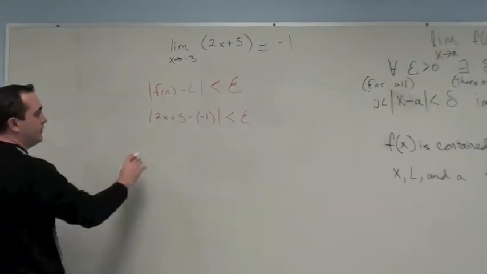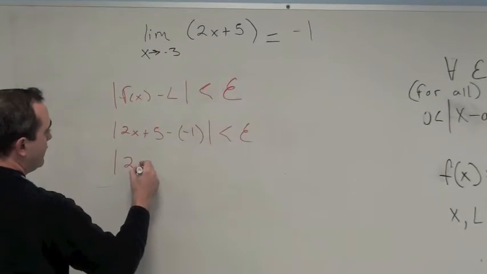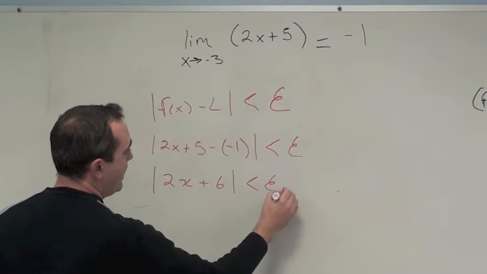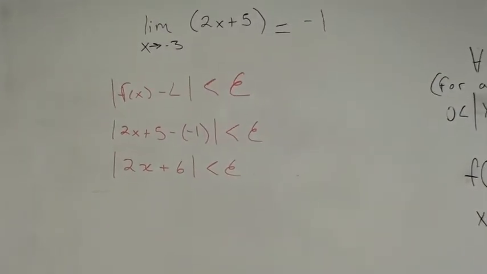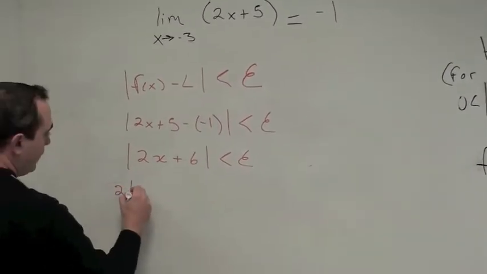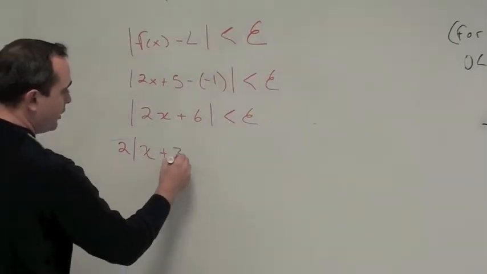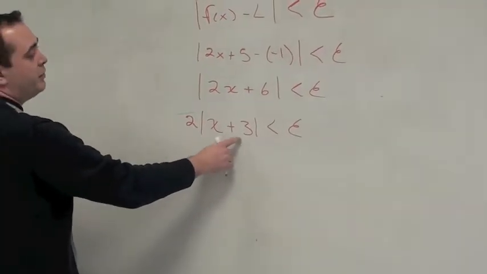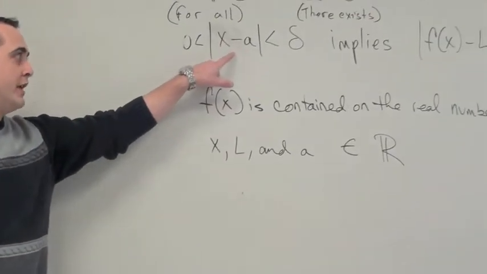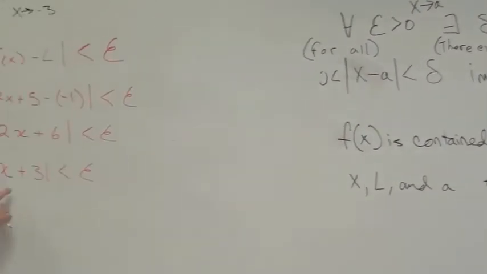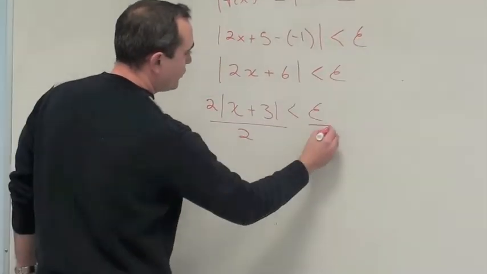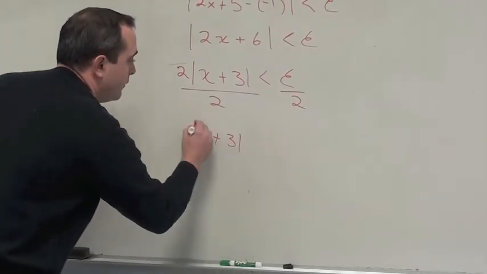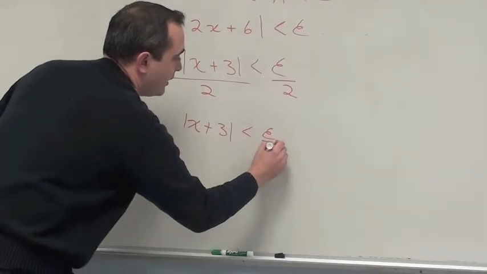Okay, next thing we're going to do is do a bit of arithmetic inside. So we have |2x + 6| < ε. Next thing we're going to do is factor a 2 out. Okay, so now we have 2|x + 3| < ε as well. And now we start to see the original |x + 3|, which is what we want over here to be less than our delta. So now, a little bit of algebra, divide both sides by 2. And here we have |x + 3| < ε/2.